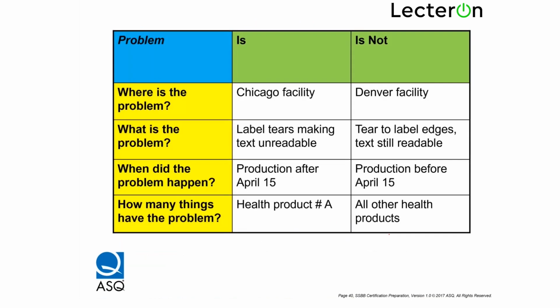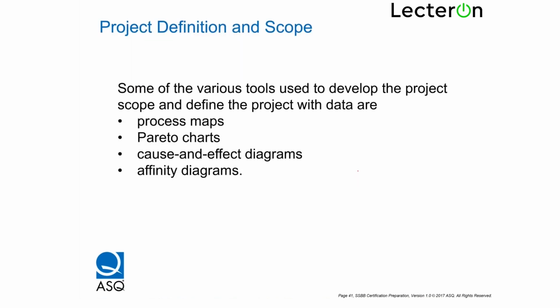So look at the scope. Where is the problem? In the Chicago facility, and not in the Denver facility. What is the problem? Label tears making text unreadable. What is not? Tears to label edges where text is still readable. When did the problem happen? Production after April 15. What is not? Production before April 15. How many things have the problem? Health product number A. What is not? All other health products. Okay, so this scope is specific and clear.